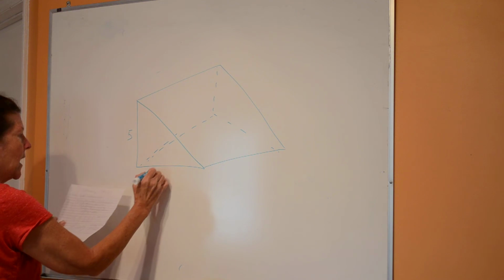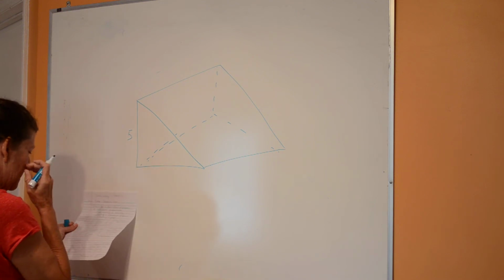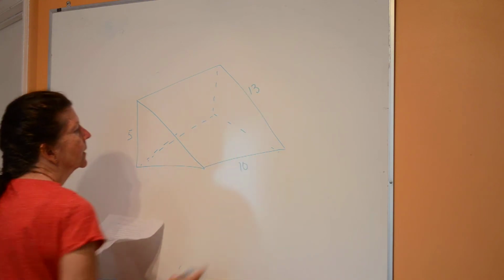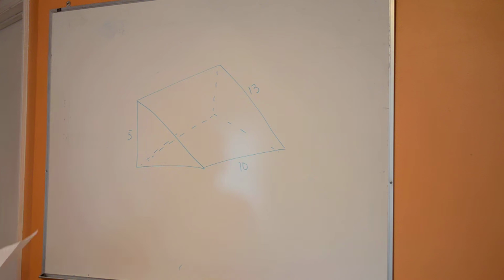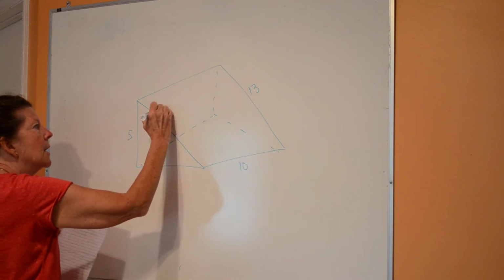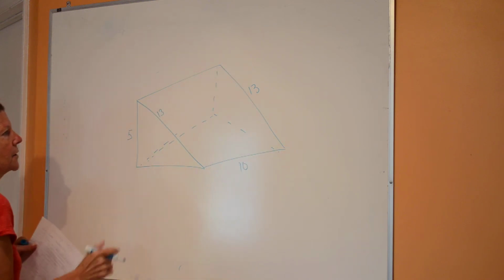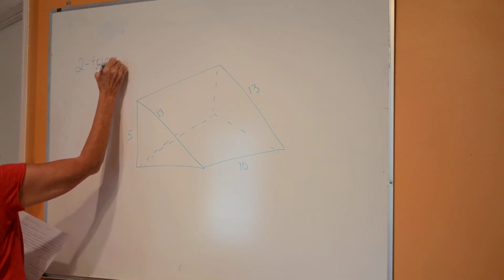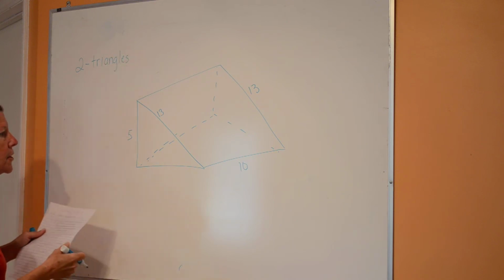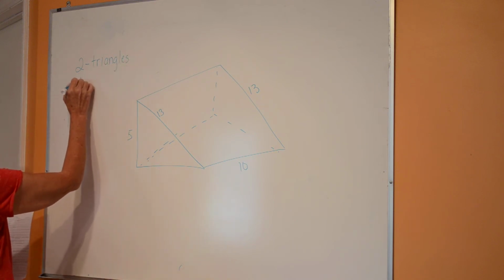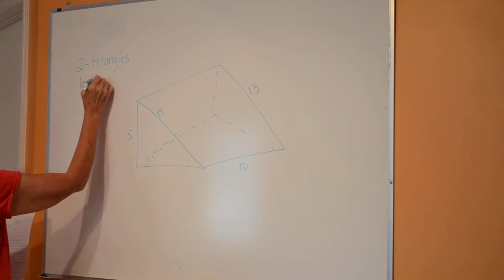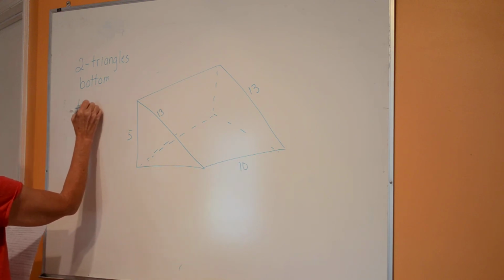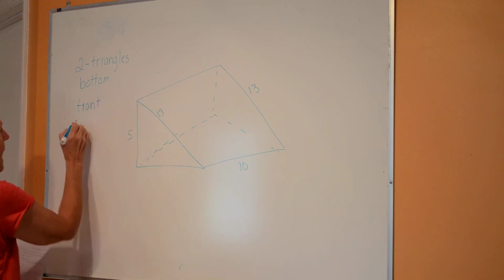So let's say this is 5, and let's say this is 13, and this is 10. Okay, so that's all I know right now. If this is 13 here, then this is also 13 right there. So I'm going to need my 2 triangles. These are the different parts of this particular shape. The 2 triangles, and then I have the bottom. And I'll call this thing the front. And then I have the back there.